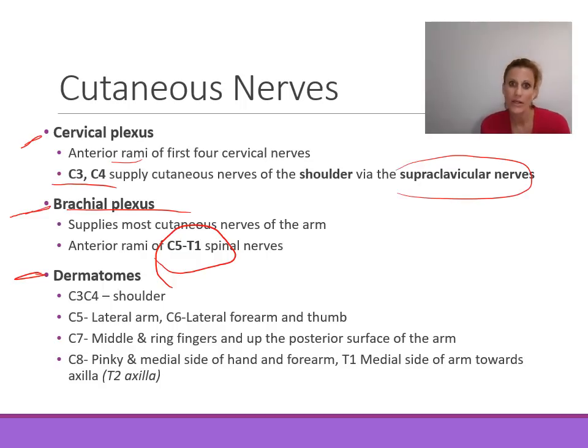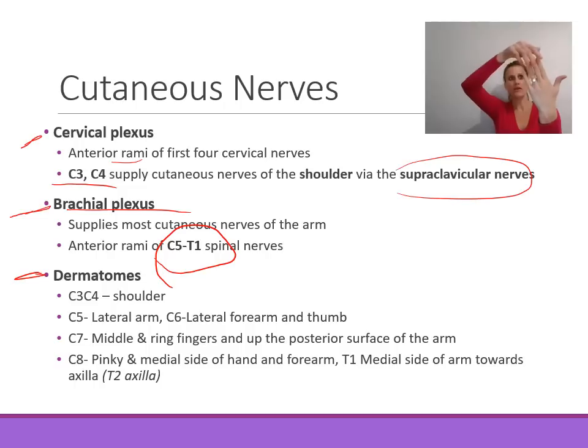We already looked at these once, but we'll look at the dermatomes of the arm right now so that you're extra familiar with them. Again, we just said that spinal nerves C3 and C4 relay sensations from the shoulder. Then we work our way down the lateral arm, the tips of the fingers, and then back up the medial arm to the axilla. So C3, C4 serve the shoulder. C5 is the lateral arm. C6 is the lateral forearm and thumb.